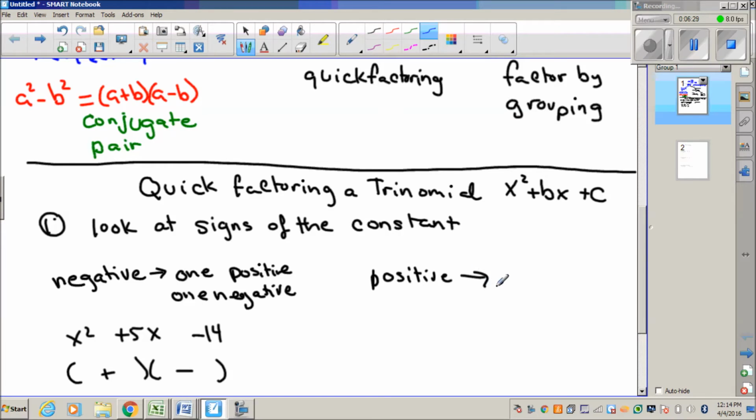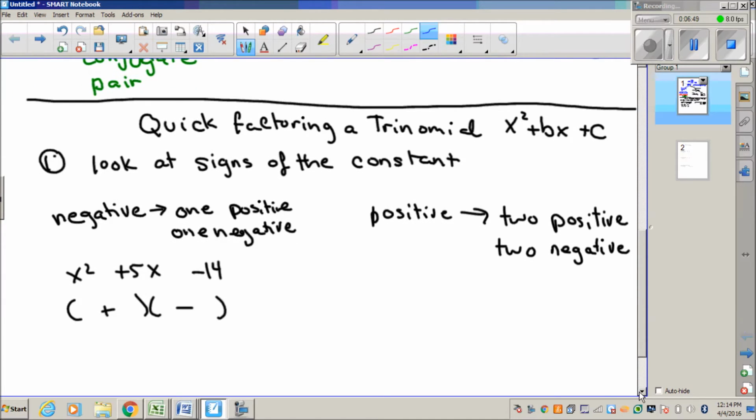then you're going to have either two positive signs or two negative signs, because in order to get a positive constant, you need two of the same sign so that when you multiply them, you get a positive. Okay? So you want to look at the sign of the constant. If you had, for example, x squared minus 9x plus 14, now you know you're going to have two of the same. Well, how do you know if they're going to be two positive or two negative? At that point, you want to look at the middle term.